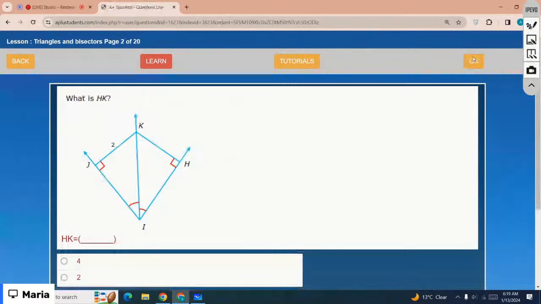Okay, what is HK? Which is the correct option? Basically, IK is the perpendicular bisector, right? So JK equals HK. Because IK is the perpendicular bisector and I is equidistant from H and J, the correct option is 2.